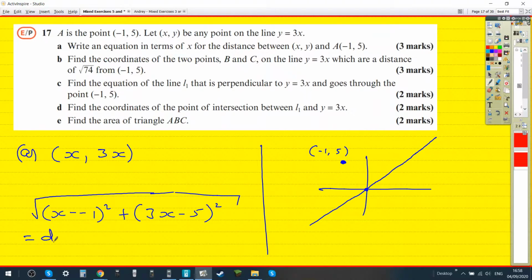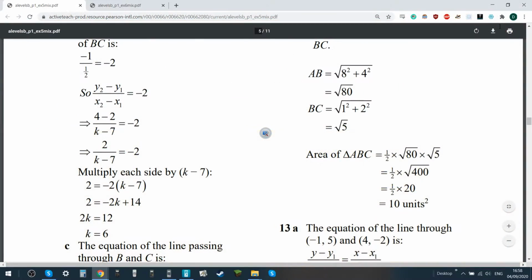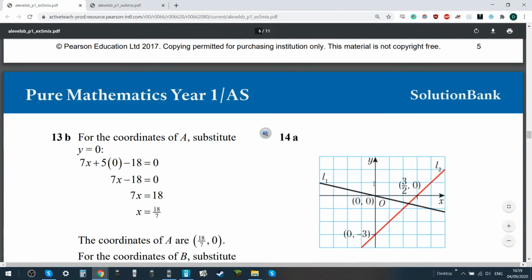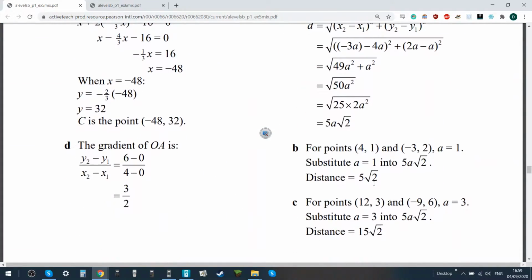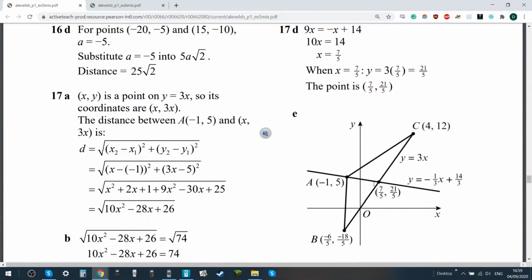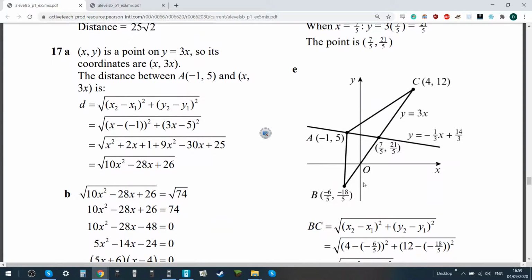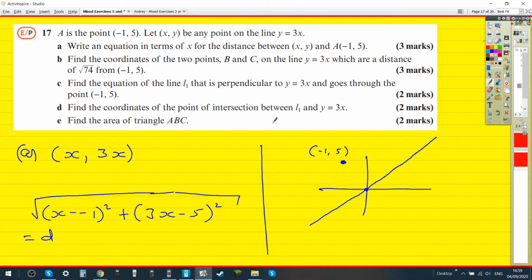Distance? D or something? I want to check this out. 17a. I think this is what they mean. Like it's just a formula. Yeah, D equals, and then it's what we wrote, and they just fully simplified it. 3x minus 3. Yeah, great. Find the coordinates of the 2 points. Oh, okay. How about B?